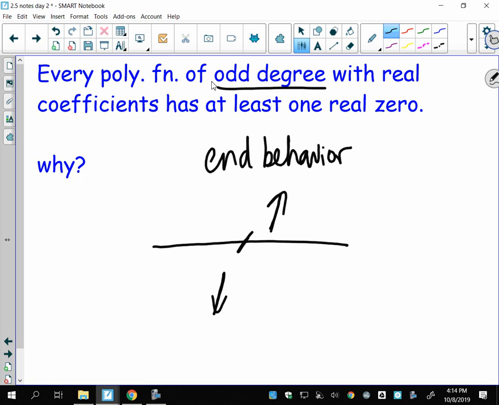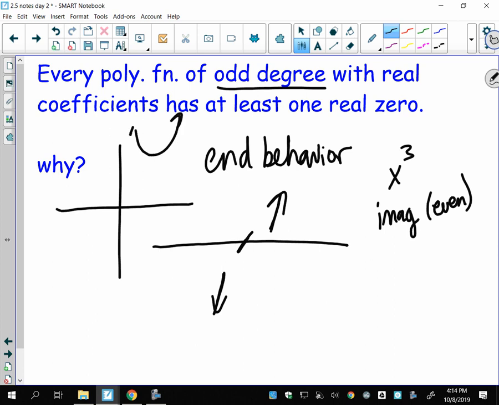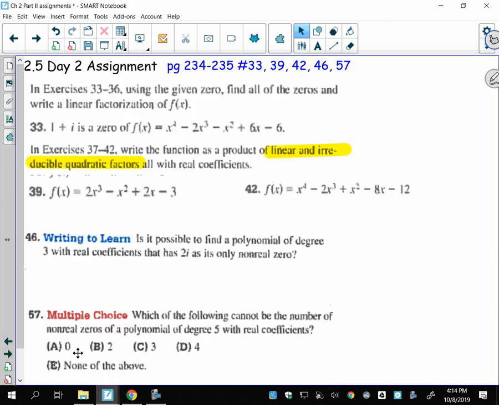Sometimes people think about imaginary numbers come in pairs. So if you have a degree 3 or any odd number, the number of imaginary or complex zeros has to be an even number. So there's always one left over to be a real zero as well. Now, even degree functions don't have to have a real zero. They could have all imaginary zeros. Think about the quadratic graph that looks like this, right? It doesn't have to cross the x-axis. So that's something to think about. Sorry, these questions made me think about that.